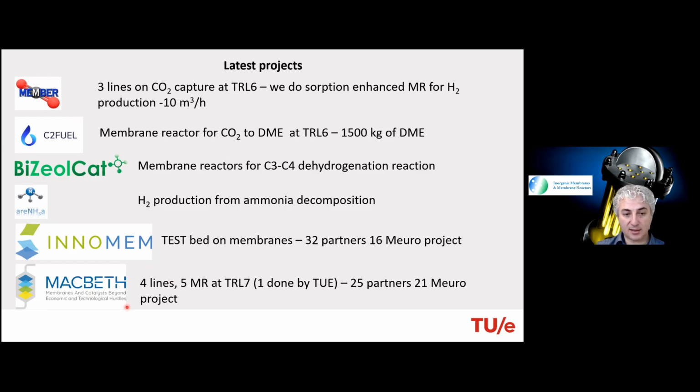And then Macbeth is a very large project. We have 5 membrane reactors at TRL7. TRL7 means that they are prototypes, these very big prototypes, as I showed you. So we have 5 of them being constructed, and TUE, our university, is building one of these.